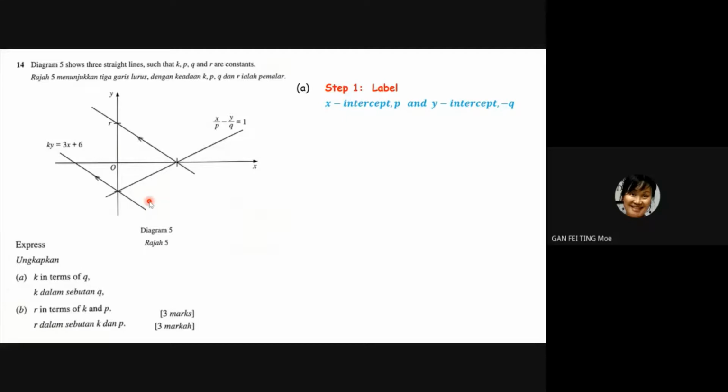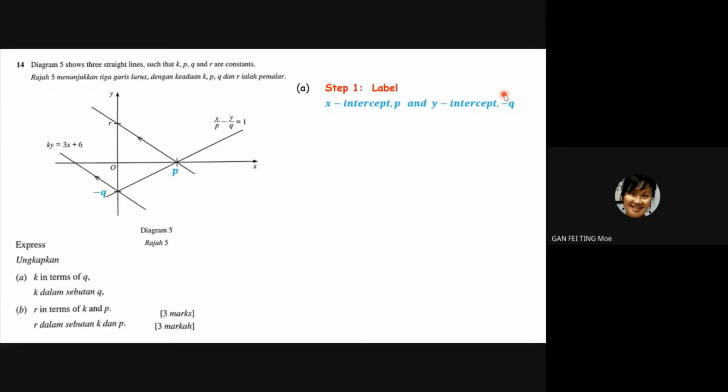The x-intercept is P here for this line, and the y-intercept is negative Q, here. This is P, this is negative Q. Do you follow me for this line? Yes or no? No response from you, sleeping.